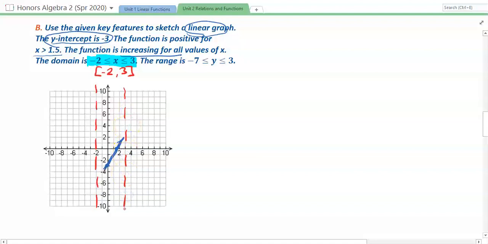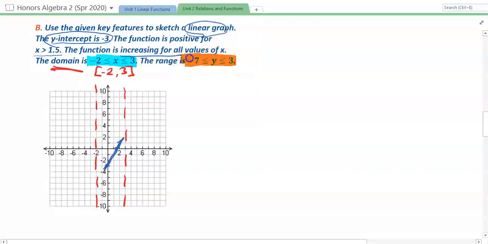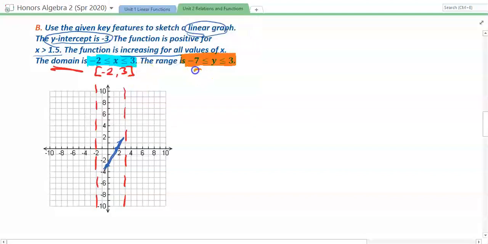Anything to the left or right of these red lines is not in my function because it's not part of my domain. We're also told that the range is from negative 7 to 3. As we look at that, again, we could see it in interval notation with brackets, negative 7 to positive 3. And so I'm going to do the same thing.